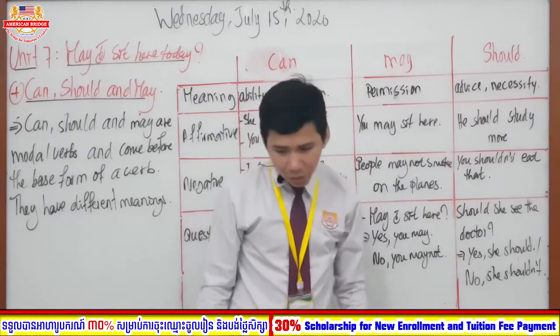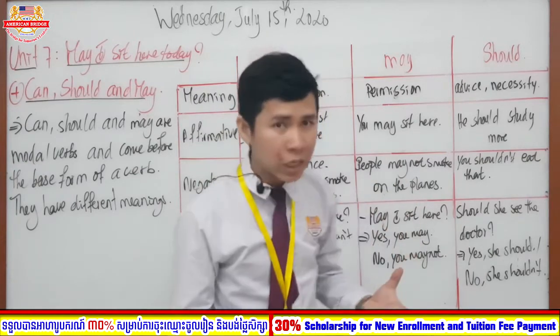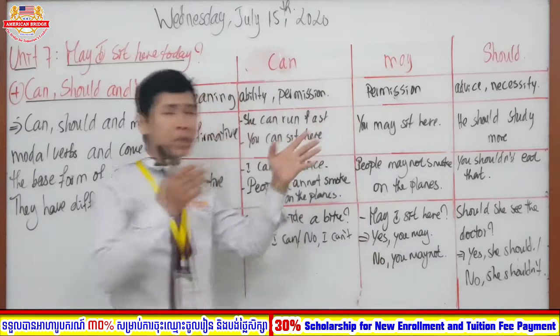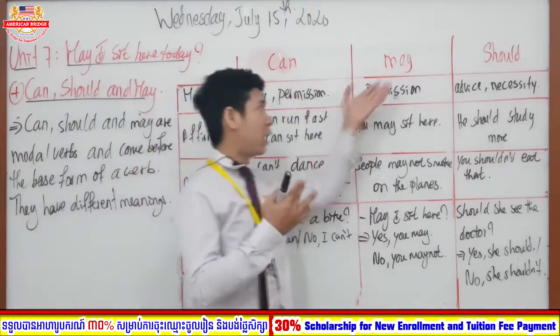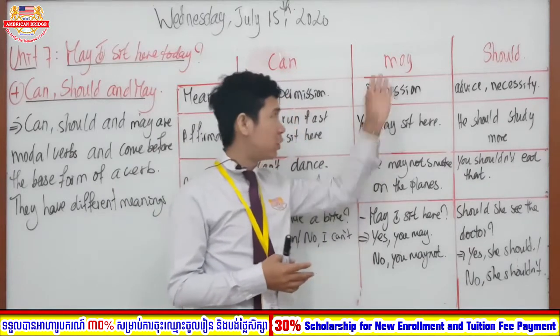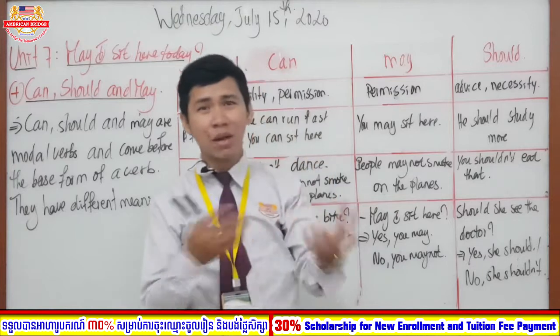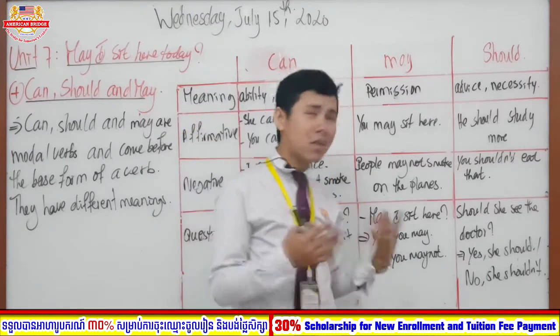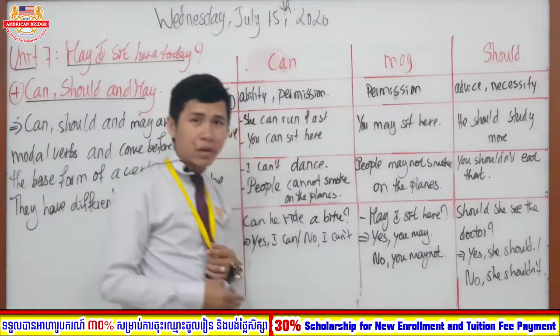Okay, so here it is talking about what you are going to focus on. If you want to focus on ability or permission, you must talk about can. But if you want to talk only about permission, you are going to use may. And if you give some advice, some idea to someone else, or talk about necessity, we are going to use should. Okay, right. However, let's move to the form.